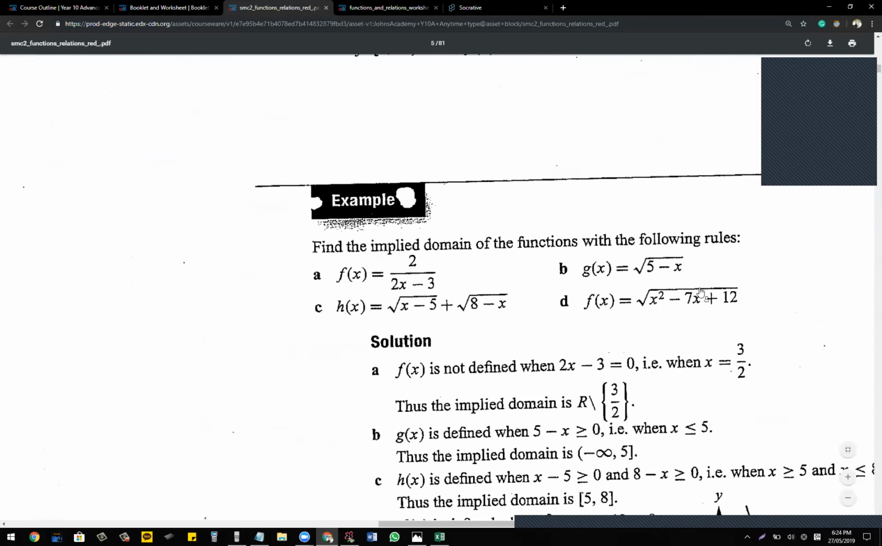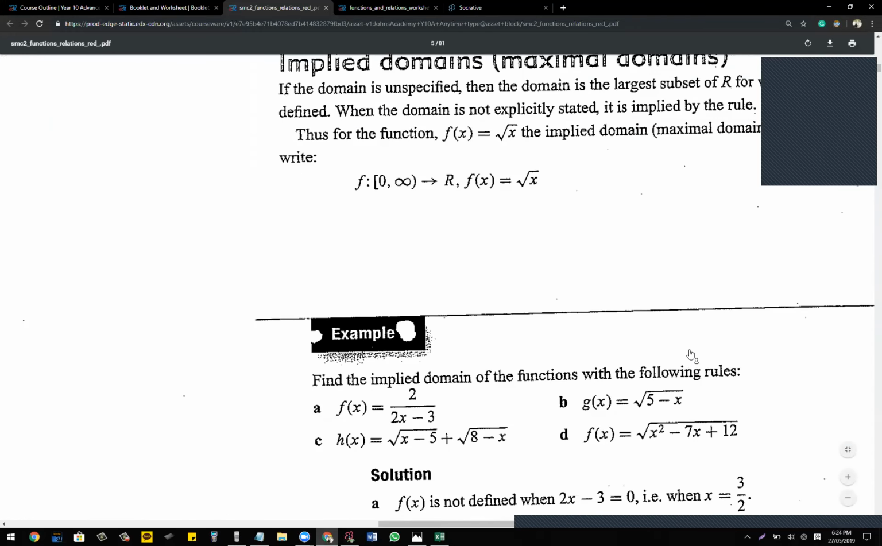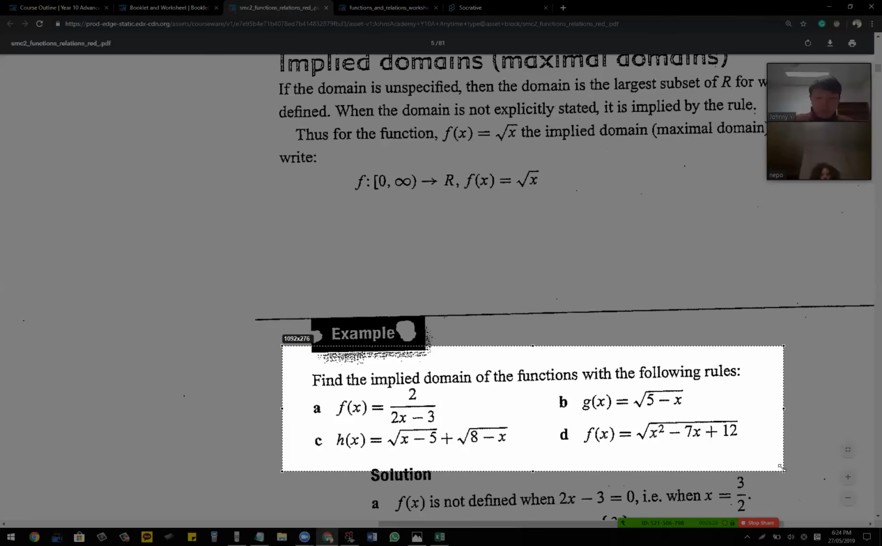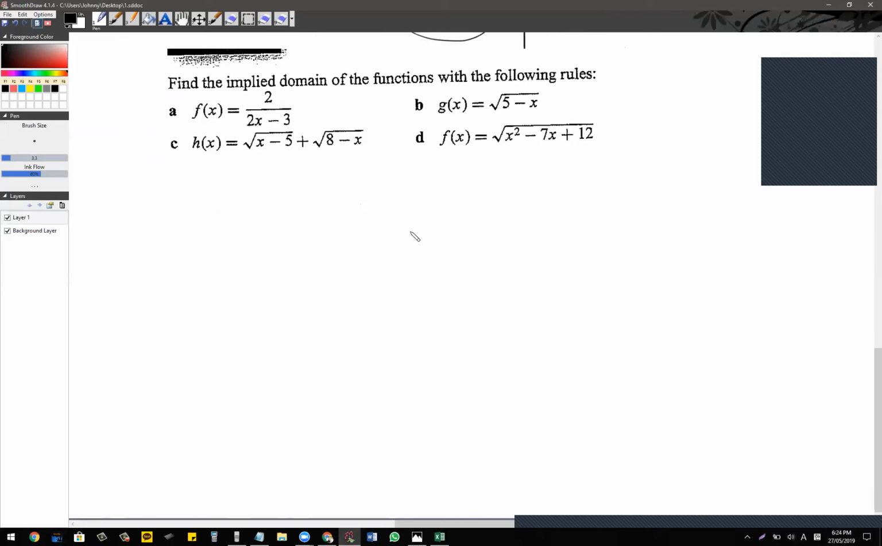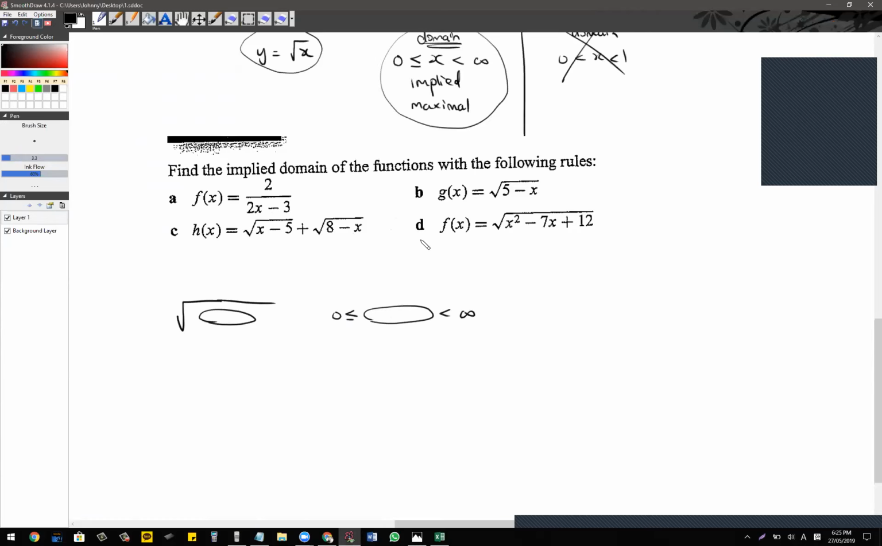Now, we're going to have a look at these questions here. One thing you need to know is that if you have square root of something, the domain can be found by letting the something, whatever is inside here, be a positive number. It cannot be a negative number. So that means whatever is inside there should be this. That's how you find a domain, okay?